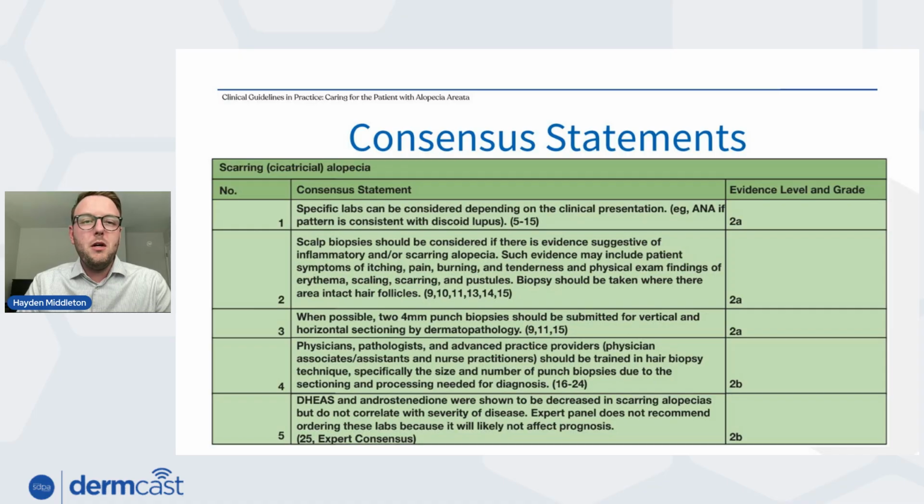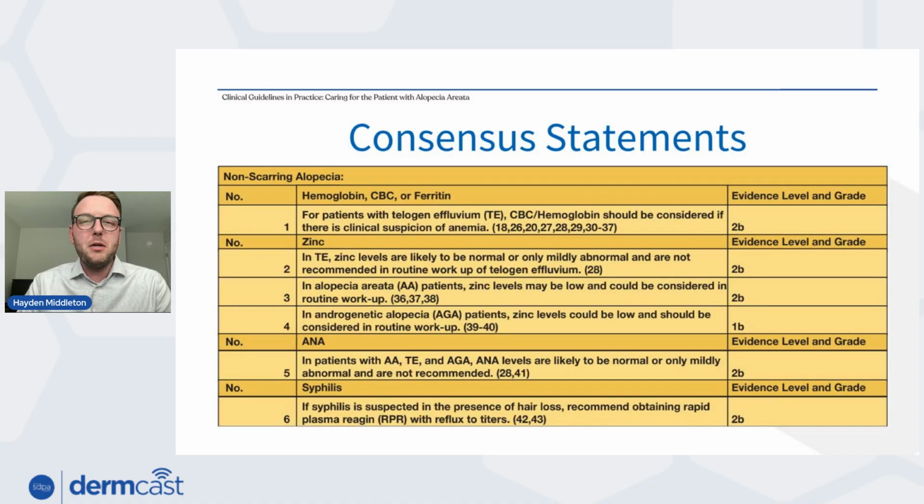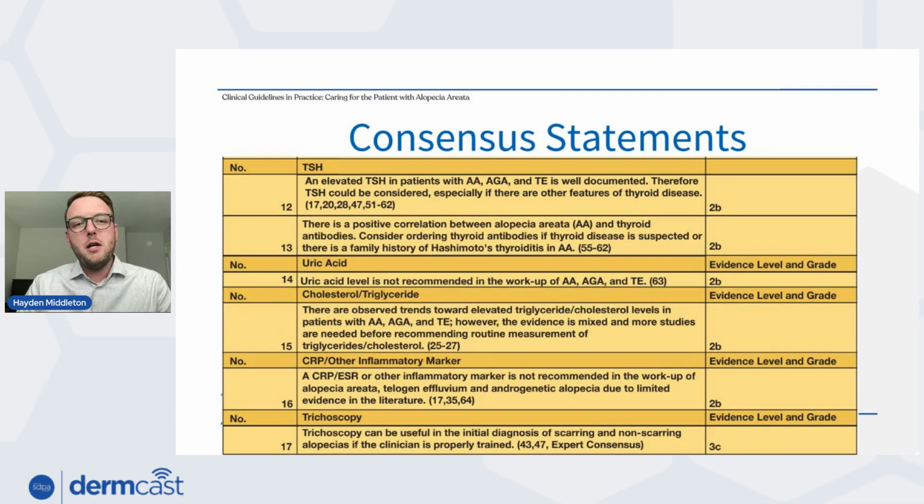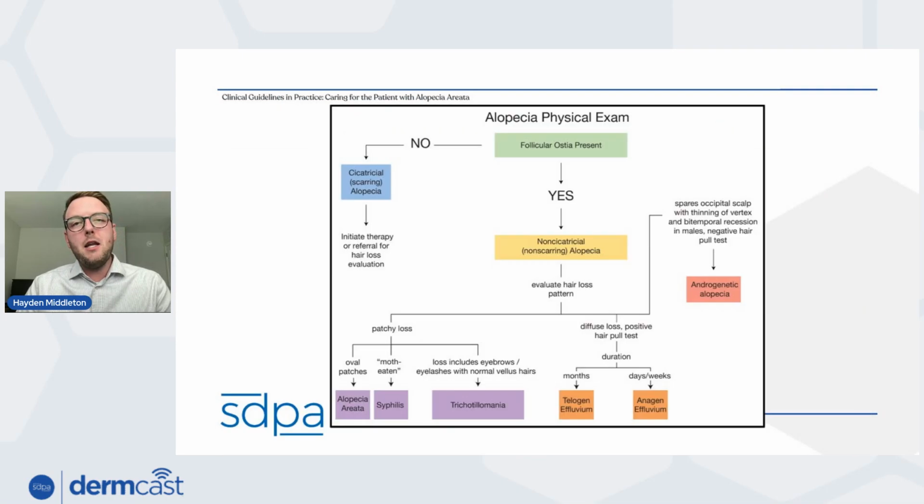Go to the next slide. So you certainly can look through these. We split it up by scarring and non-scarring alopecia. We can keep going through these. This is really for your reference, and we'll go to the flow chart here. But I really highlighted the key takeaways when it comes to alopecia areata specifically.